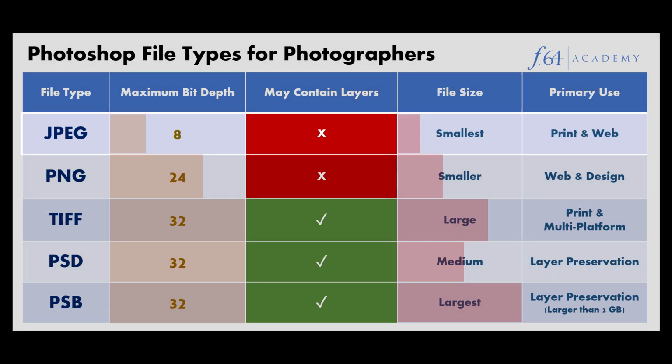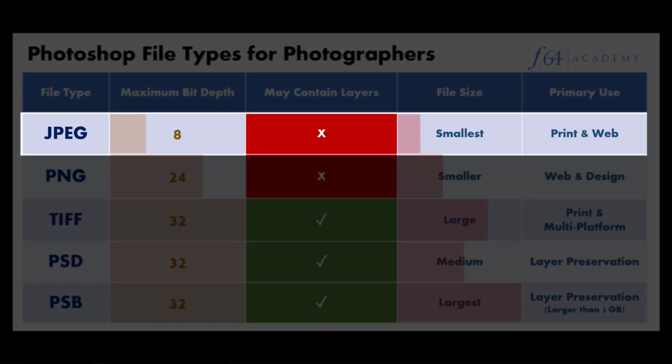So what I've done is I've created this little diagram here that can help you deduce what you want to save your file as. So let's first start with JPEG. Now, a JPEG can only hold 8 bits of data. So if you have a 16-bit image, this might not be the best way to save your image out, but it is good for both print and web.